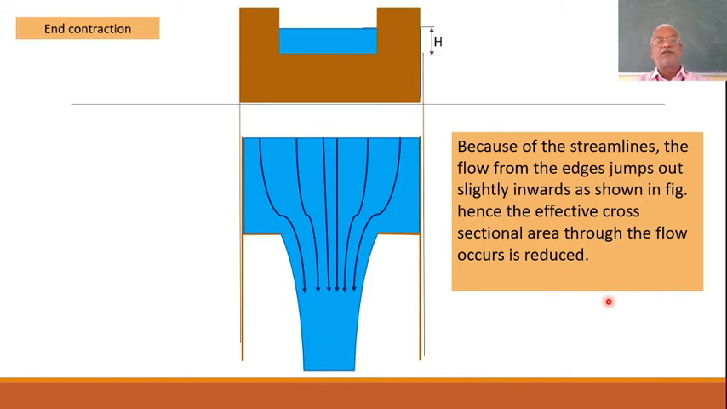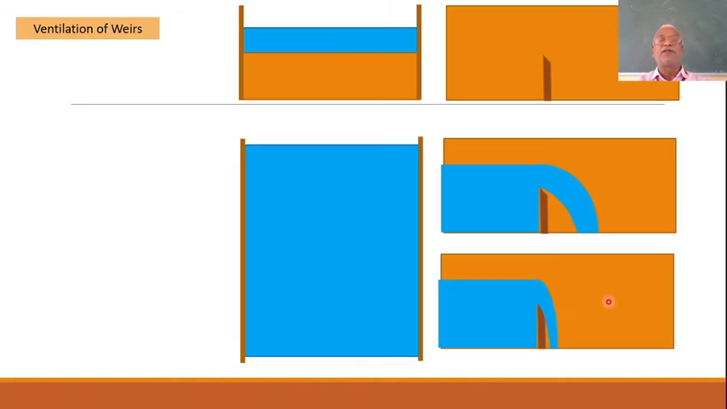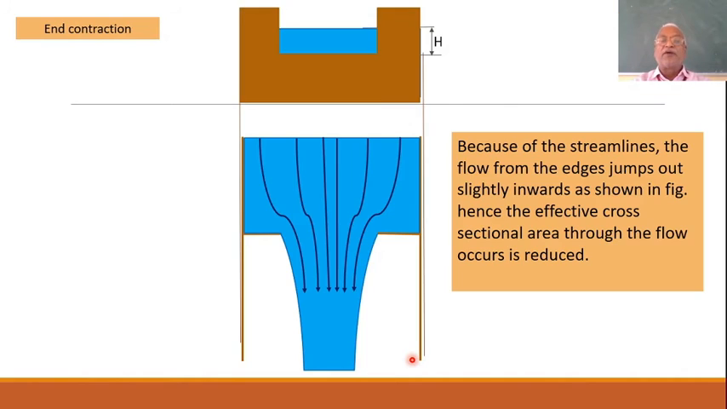Okay, that's how the end contraction works. Already we have seen this. Anyway, here what I am talking about is ventilation of weirs. You can just have a look here at the sheet of water which comes over here.